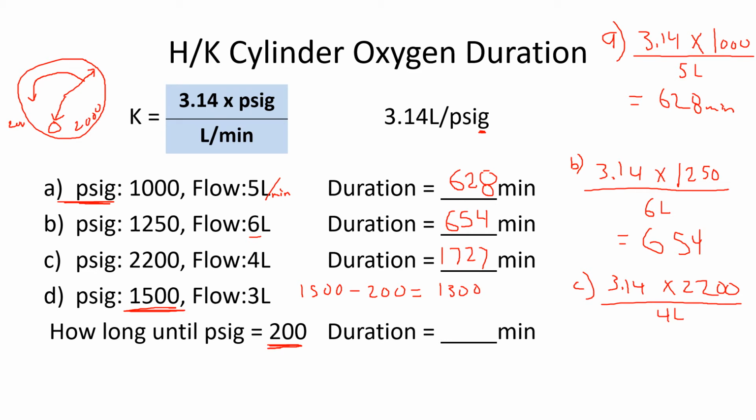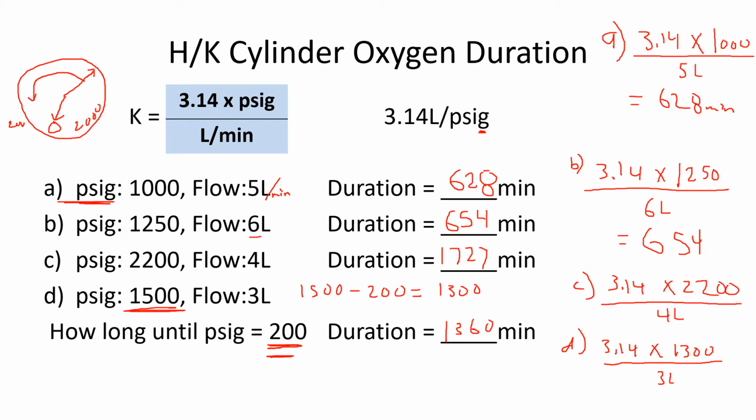So for D, instead of using the full gauge reading, we're just going to take the difference. 3.14 times 1,300 pounds per square inch that we're using. And this time we're delivering 3 liters per minute. So how long until it gets to 200? 1,360. All right, not bad. So most of the day, about 20, 22, 23 hours, we'll be fine. So a whole day.